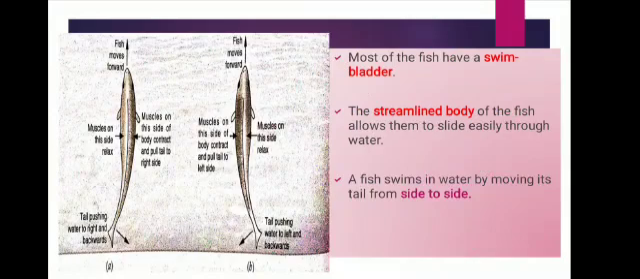Fish swim in water by moving their tail from side to side. See diagram A. The tail of the fish is pushing water to the right side and backward. The effect of the right side push of the tail on water is compensated by the fish by turning its head to the left side. Means if the tail pushes water to the right side, the head turns to the left side.